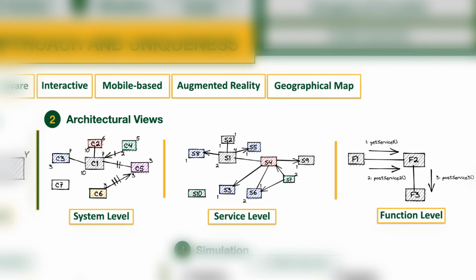This concept provides three architectural levels, starting with the system level, which shows a high-level overview with the base of system controllers. Each controller has a unique color and the nodes are connected with an indication of the direction as well as the number of dependencies per node. The second one, the service level, shows the system from the perspective of services, such that the node represents services and the nodes with the same color belong to the same controller.